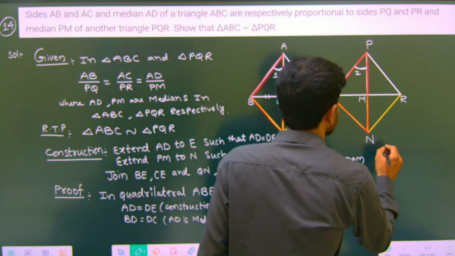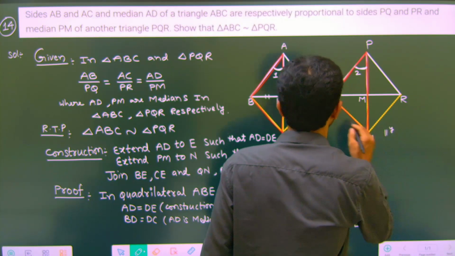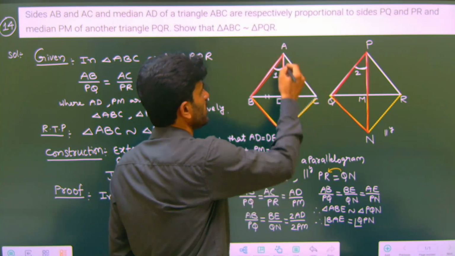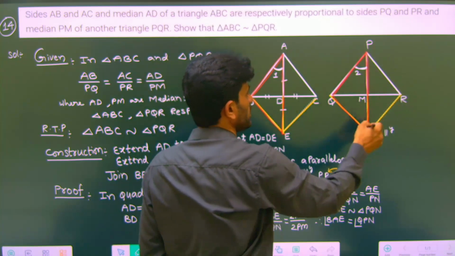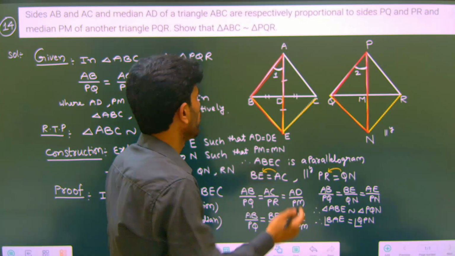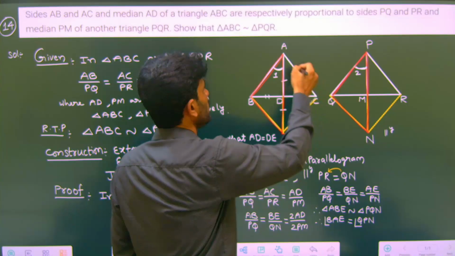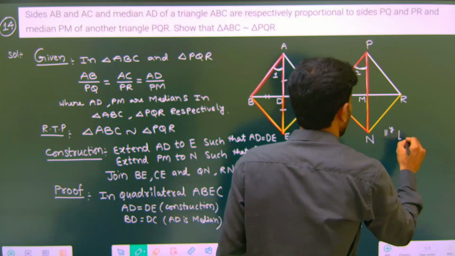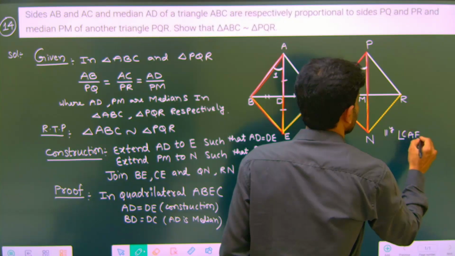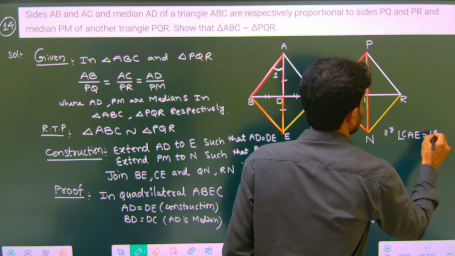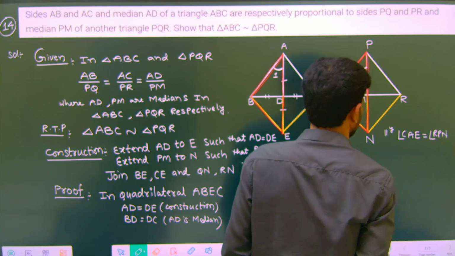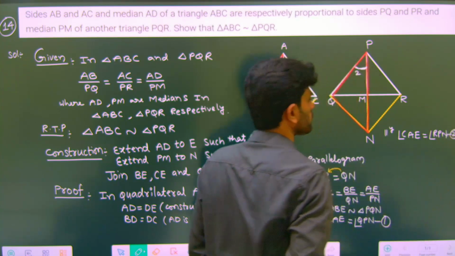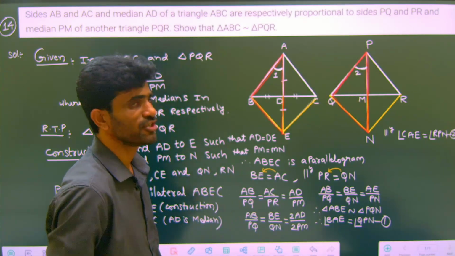Similarly, in the same way we can prove triangles ACE and PRN are similar. When these two are similar, we can say angle CAE is equal to angle RPN. This is taken as 1 and this as 2. Now equations 1 and 2 we have to add.